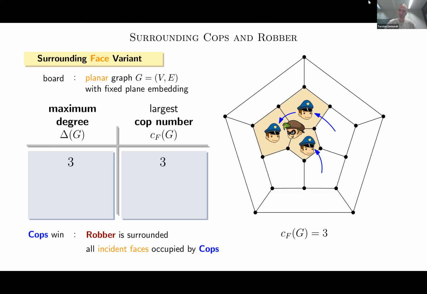Then maximum degree 4 gets a little bit more complicated, and the answer is 6. Yeah, so 6 cops are always sufficient, but also sometimes necessary for maximum degree 4 plane graphs. And for maximum degree 5, it's actually unbounded. So there are planar graphs, plane graphs with fixed plane embeddings of maximum degree 5, where the number of cops that you need to surround the robber to even come close to the robber is unbounded, and quite a nice construction there.